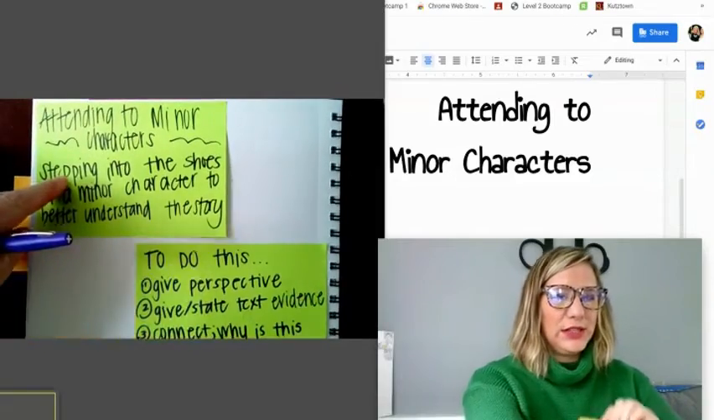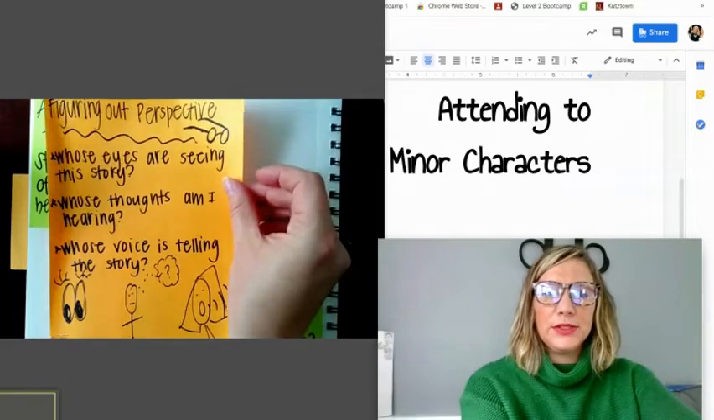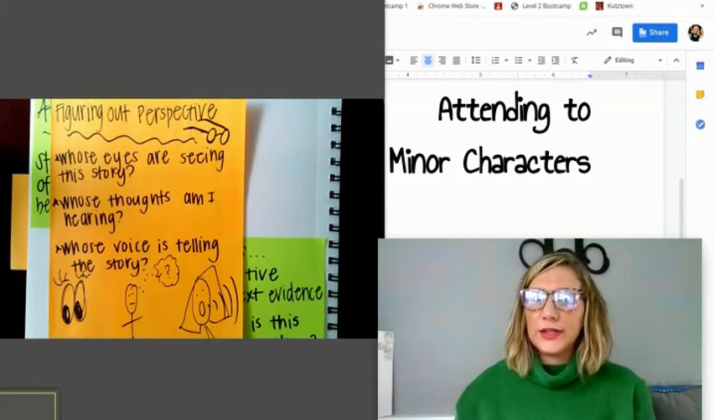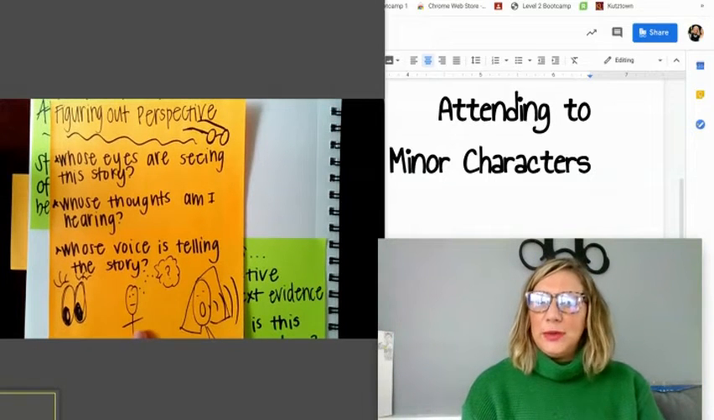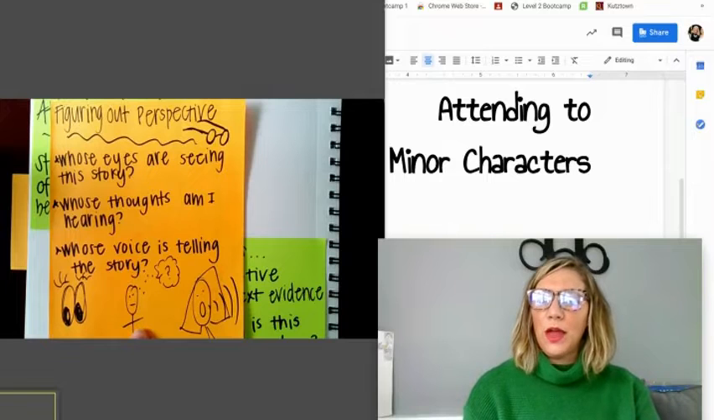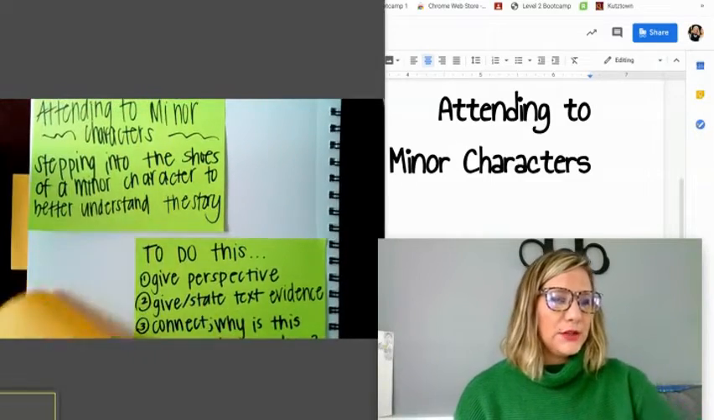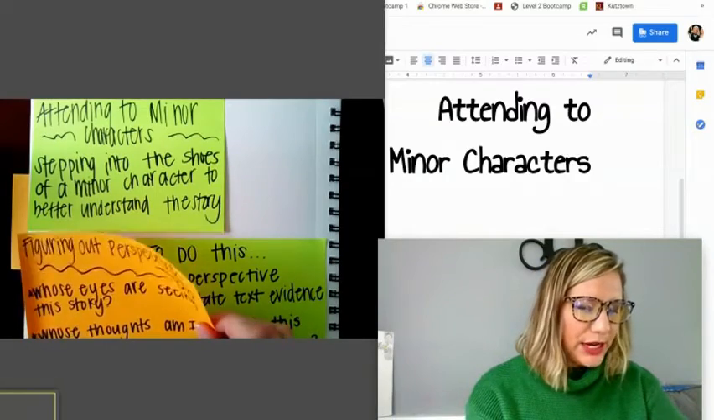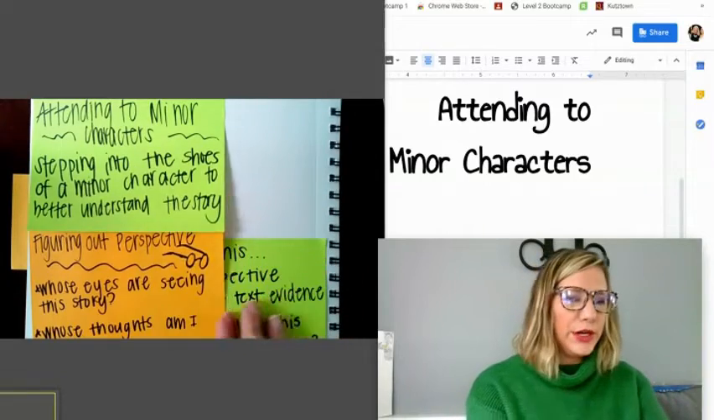Whose eyes are seeing this story? We talk a little bit about perspective sometimes. When we're talking about perspective, we can think: whose eyes are seeing this story? What thoughts am I hearing? And whose voice is telling this story? Thinking about perspective when you attend to those minor characters is really important to understand the story in a way that's a little different than understanding the major characters.